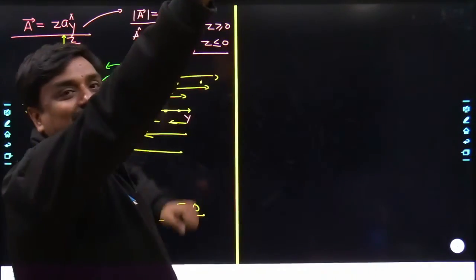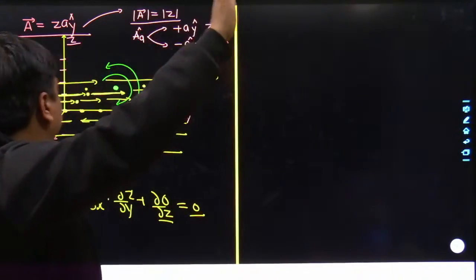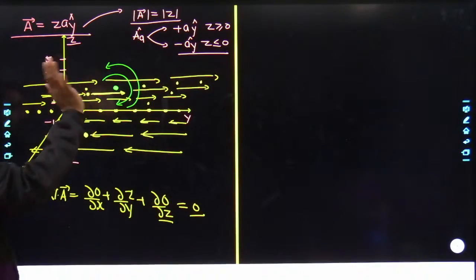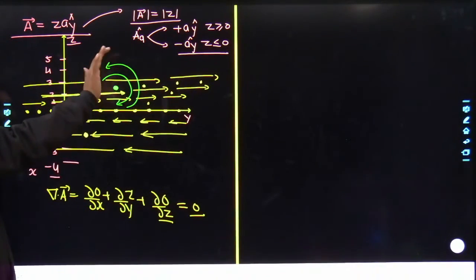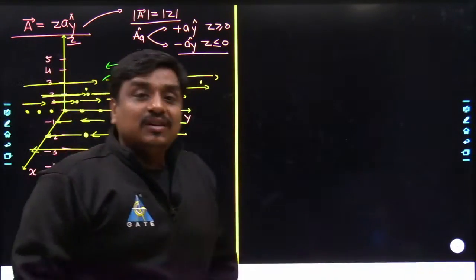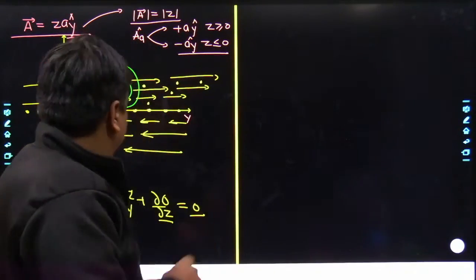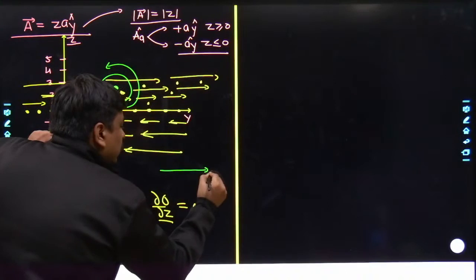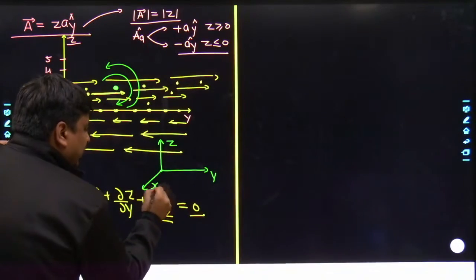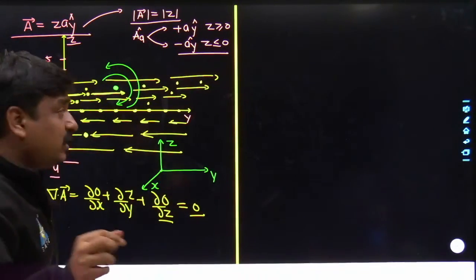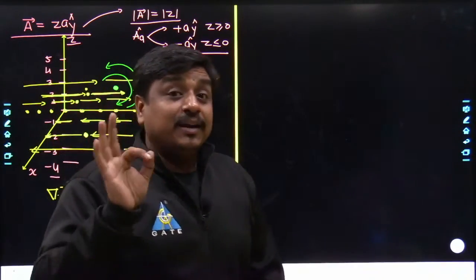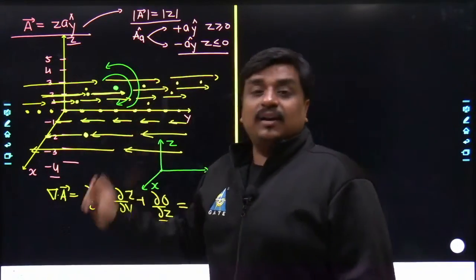What I do, I use my right hand. I place my curl, my four fingers, towards the direction of rotation, and the thumb shows the perpendicular over the curl. That means if you have taken this as positive y axis, this as positive z axis, this as positive x axis, the perpendicular over the curl is in the direction of where? Minus ax cap.